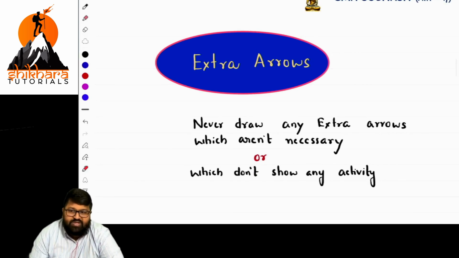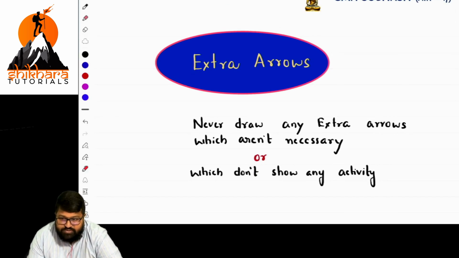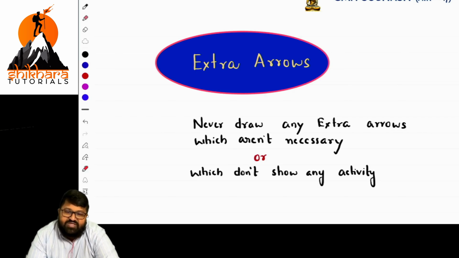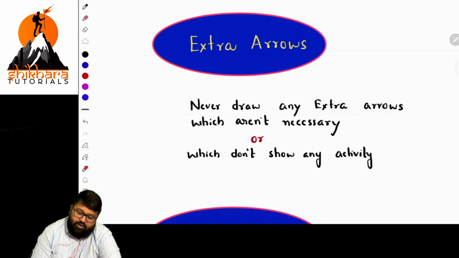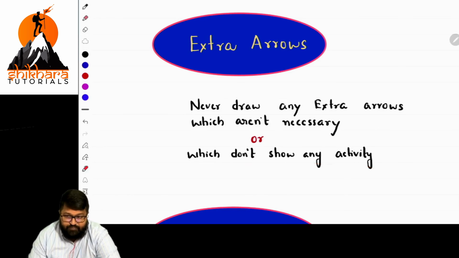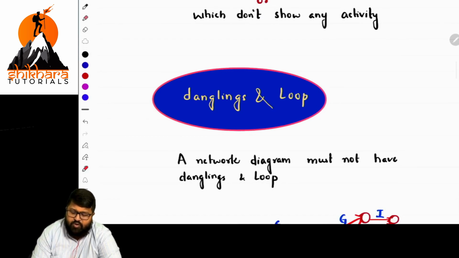They are asking you to represent the activities in the form of arrows, but you should not use extra arrows. Whatever is required should be used, because an arrow represents an activity. Activity consumes either resource or time. For example, if the construction of a wall is an activity, it consumes time, for example 5 days, and it also consumes resources. Both are consumed. So whatever activity you are representing should be perfect and only what is required. Do not use unnecessary arrows. Never draw any extra arrows which aren't necessary or which do not show any activity. Basic rule. Now, there is another point called dangling and loop.